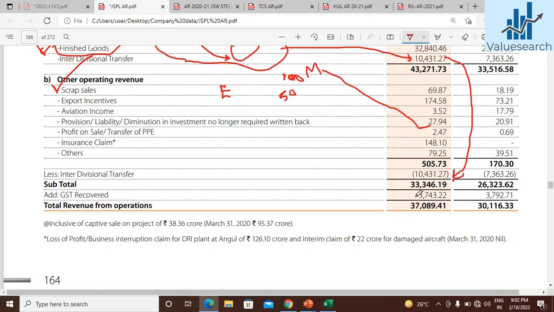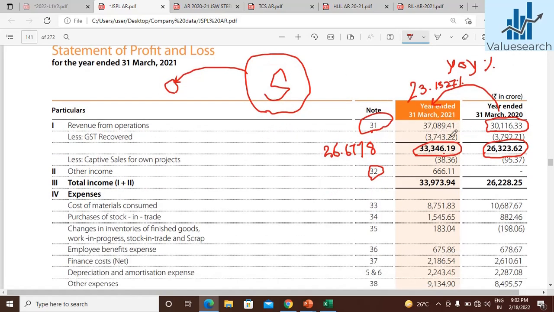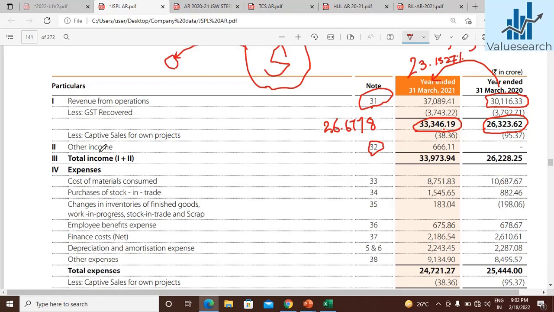So this same figure was given over here. You can see this amount was given over here. But then this GST you recovered is now deducted from it. Then you arrive at net revenue from operations. And in your further calculations, for calculation of profit after tax, only this amount is considered. And then what is other income? So let us also look at that.